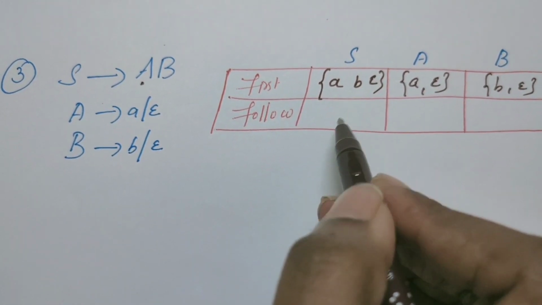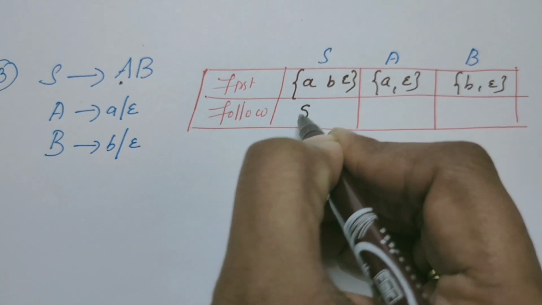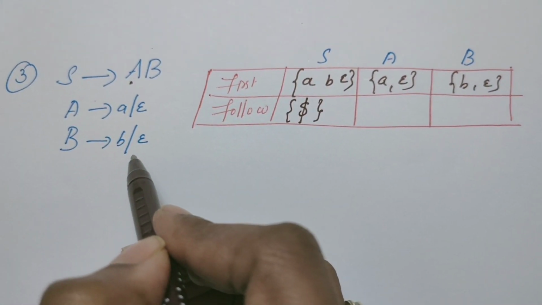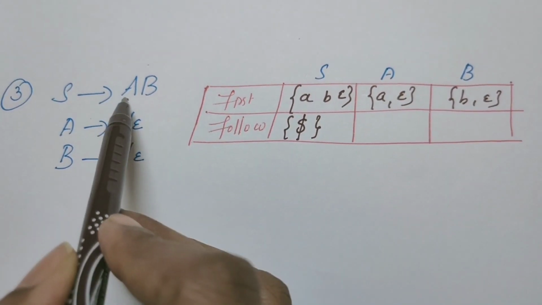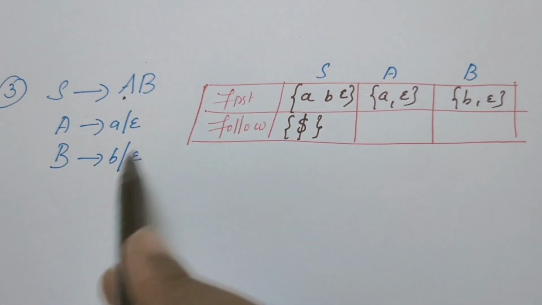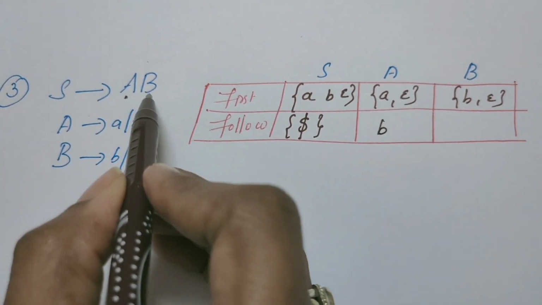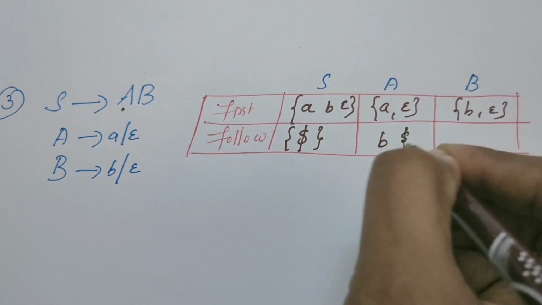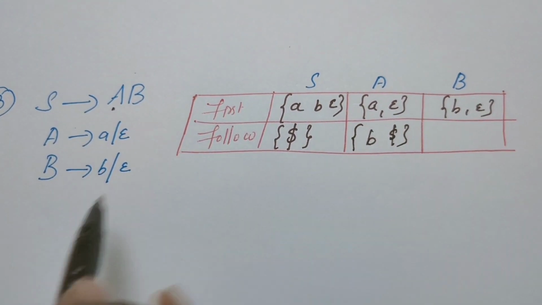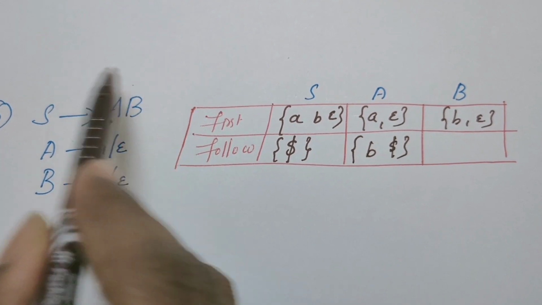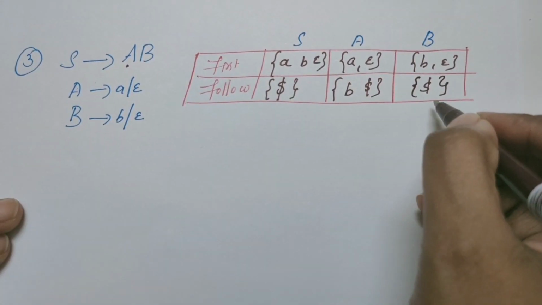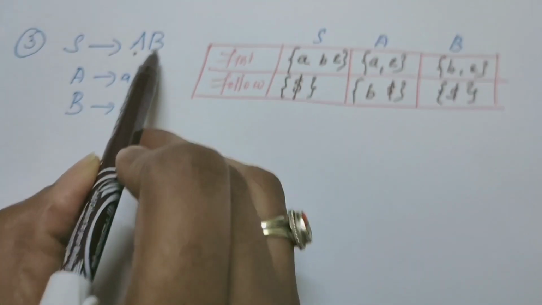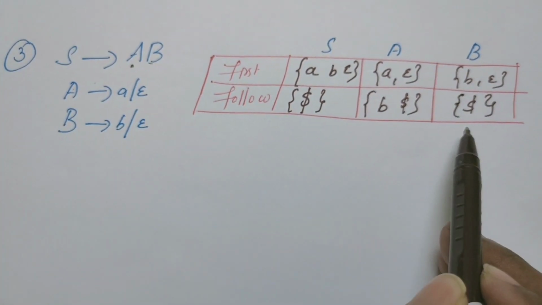Now let us identify the follow set of S. Follow set of S is only $, because we don't have any rule which contains S on the right hand side. What is follow of A? Follow of A is first of B, which is B. But if this B is replaced by epsilon, follow of A is follow of S. So by the way, we have to include $. What is follow of B? Follow of B is follow of S, which is $, because after B there is no symbol. So to find follow of B, we have to consider follow set of S, which is $.